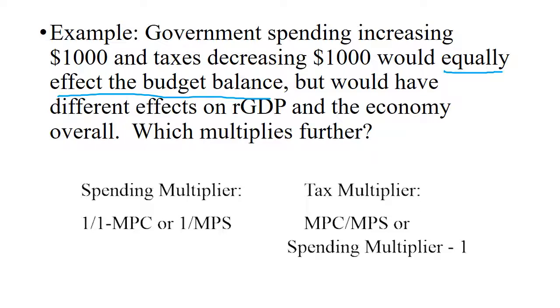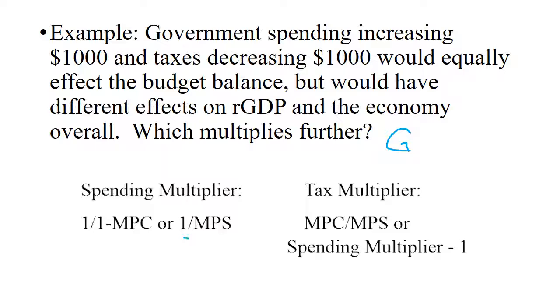Government spending multiplies further. Big G. The reason is, if you recall, all of the government spending gets spent in round one. And we can look at our equations here just to review. The spending multiplier, you can do it two ways. 1 divided by 1 minus MPC, or 1 divided by MPS.